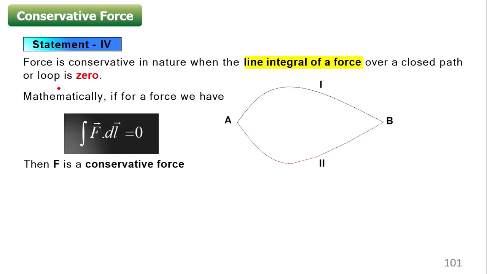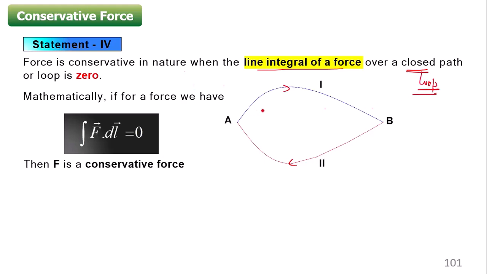And the statement is there for the line integral along the loop. If I move along this path and come back along the other path, the line integral along 1 plus the line integral along 2, if I add those two, should be 0. So a force is conservative in nature when the line integral of the force over a closed path, meaning a loop, is zero.